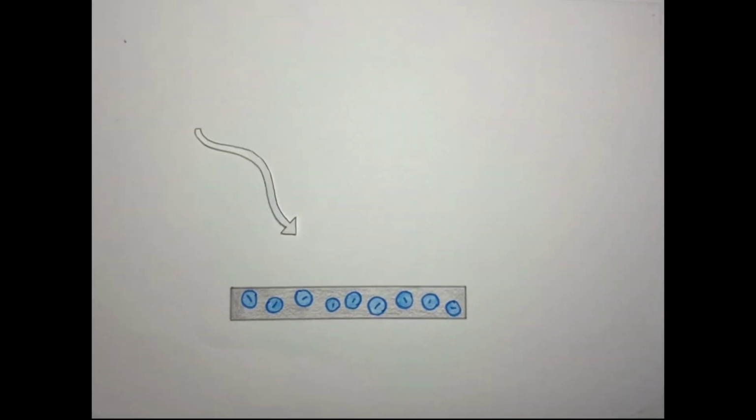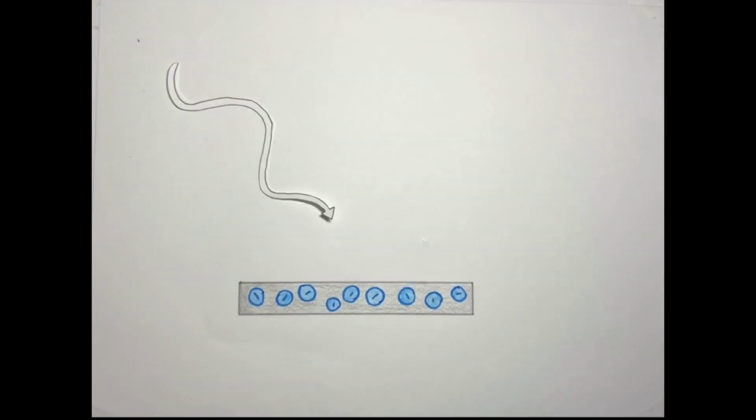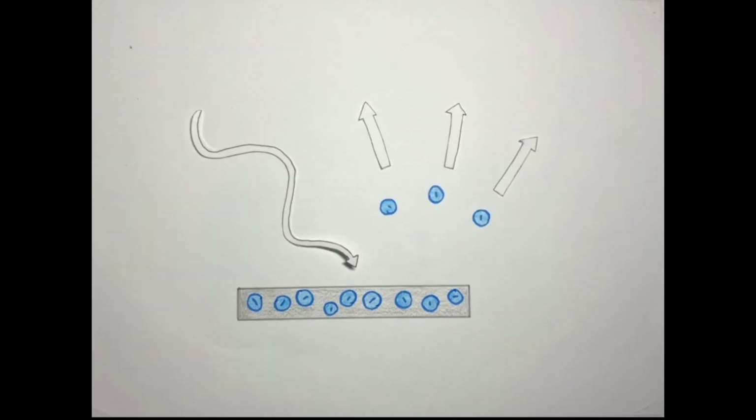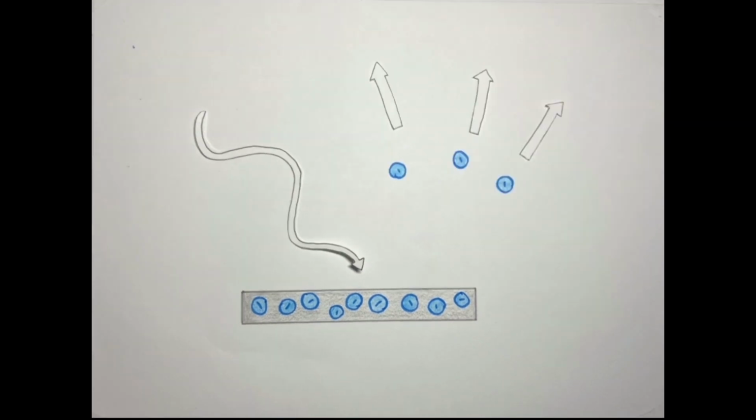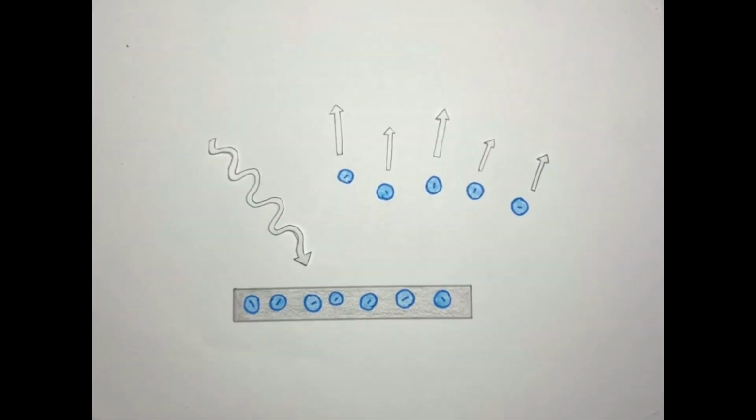But how exactly did he figure that out? When shining a light on a metal surface, it heats the electrons, causing them to vibrate and eventually eject from the surface. At the time, it was thought that light was a wave. If light was a wave, the higher the amplitude, or the brighter the light, the more electrons would move and have a greater kinetic energy. If the frequency was increased, more electrons would be ejected.